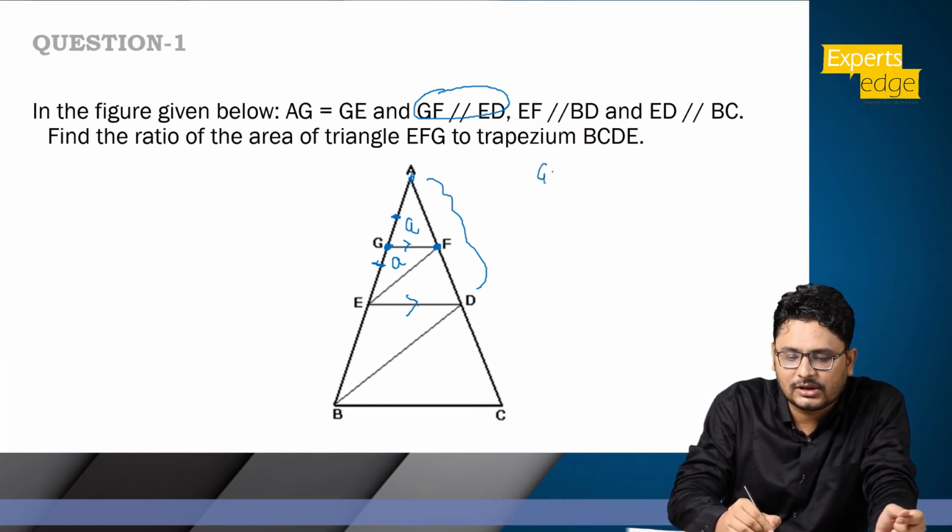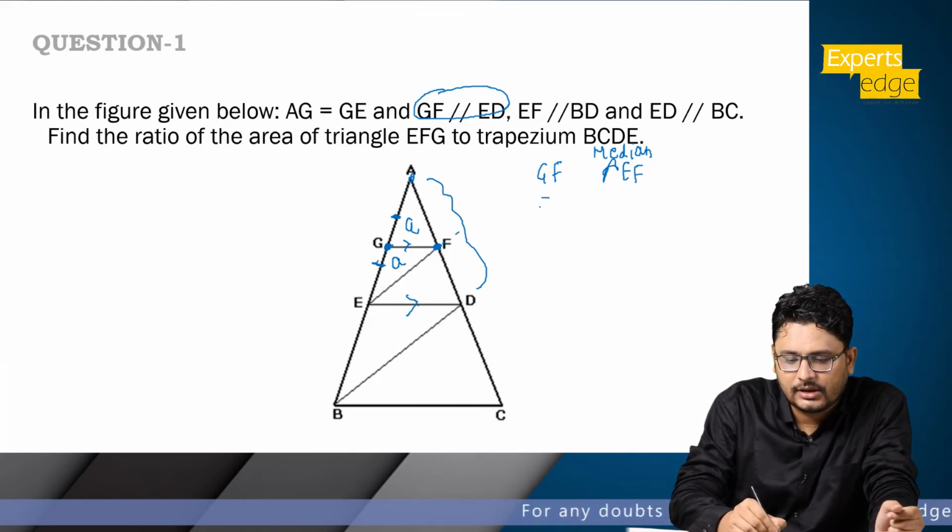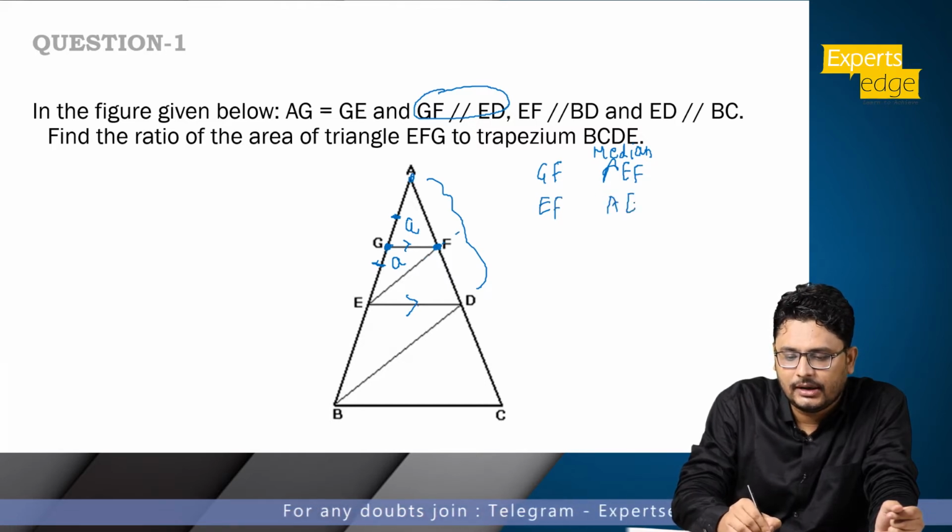Which was my very first median? GF. GF was median in which triangle? If you see, that was triangle AEF. Now by this midpoint theorem, F became midpoint. Midpoint is there, that means EF should be median. And in which triangle will EF be median? It would be in the triangle AED.